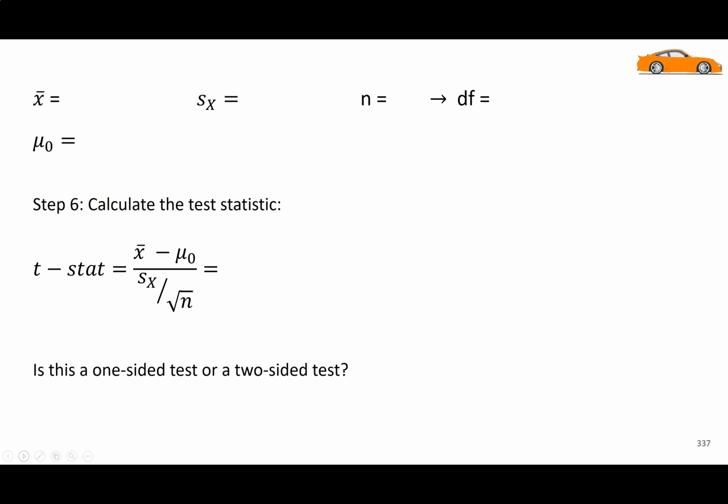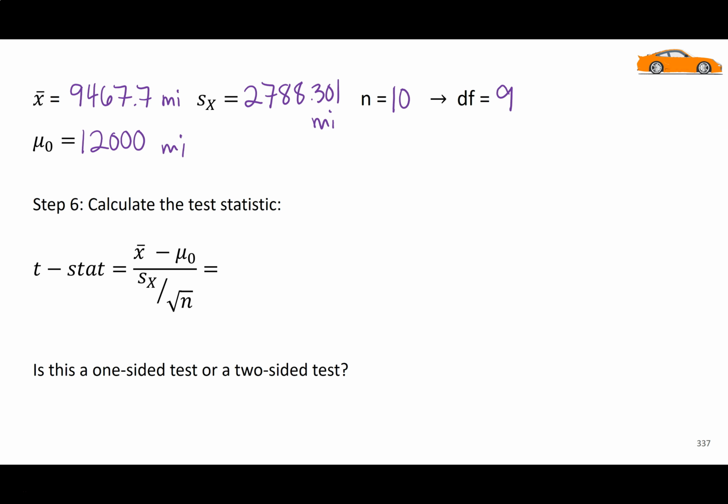Okay, so once you've checked the conditions and you meet them, we're going to go ahead and calculate our test statistic. In order to do that, I'm going to write out the values from our sample, our inventory again. Helps me to have them on the same page. 12,000 miles was the claim. 88,301 miles was the sample standard deviation. Sample size was 10, so our degrees of freedom were 9.